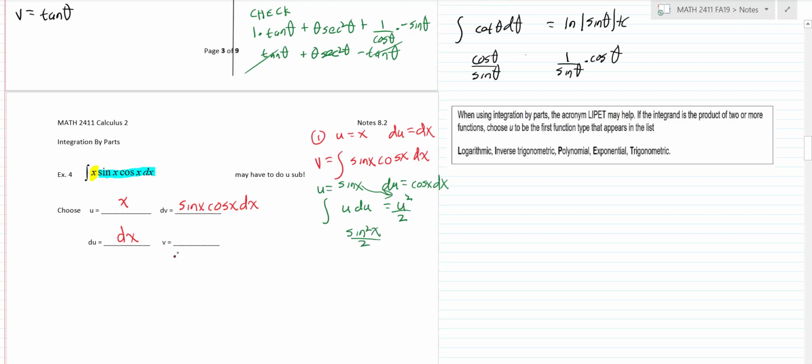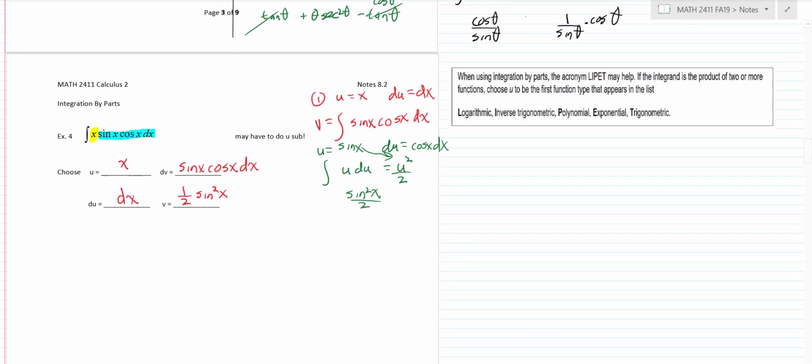All right, so when we do v by integration, we get 1/2 sine squared x like that. So now we're all set up and ready to go. There's times when over at the side you have to work out that integral for dv. So now we're ready to go ahead and put together our integration by parts formula.